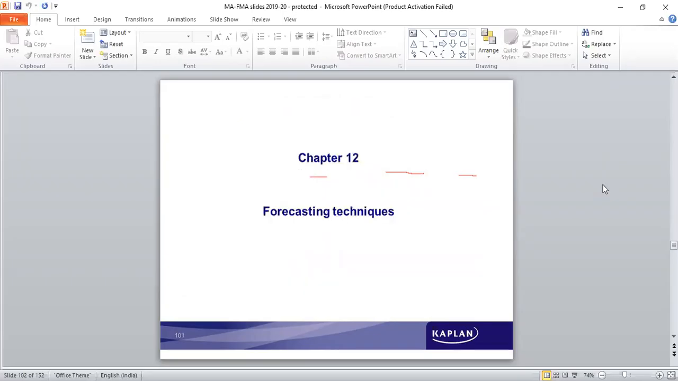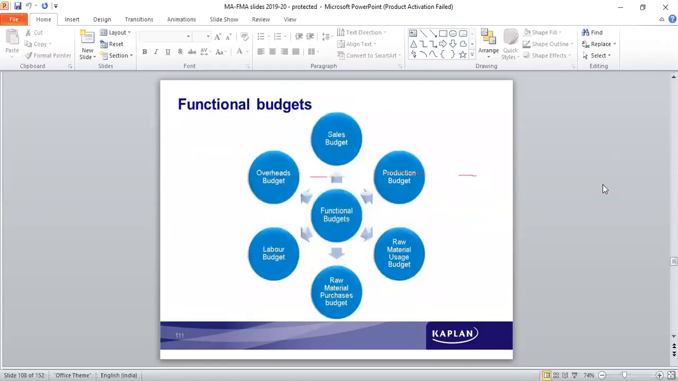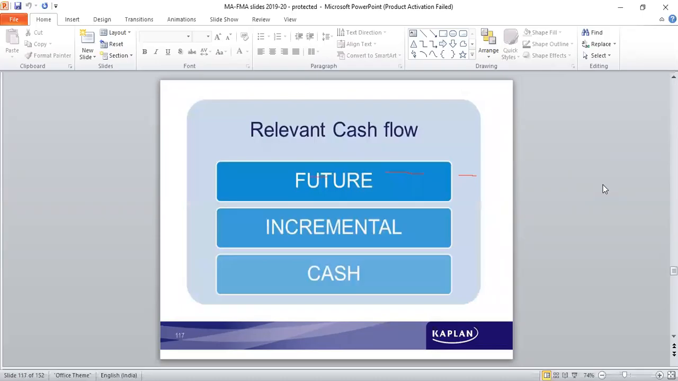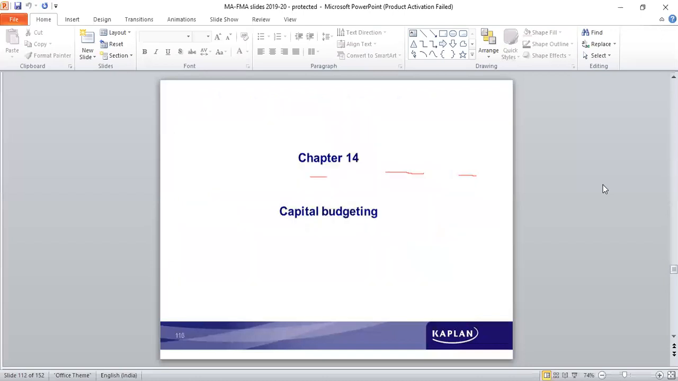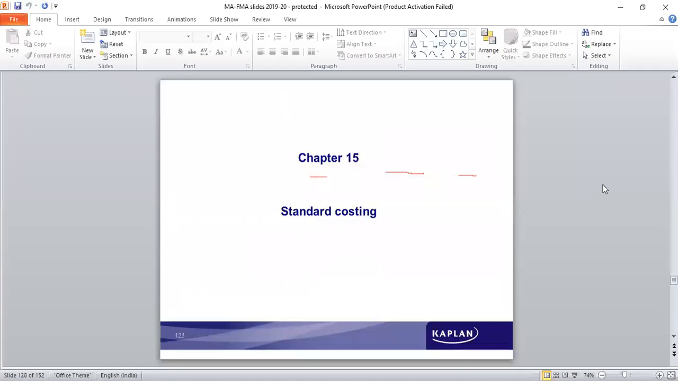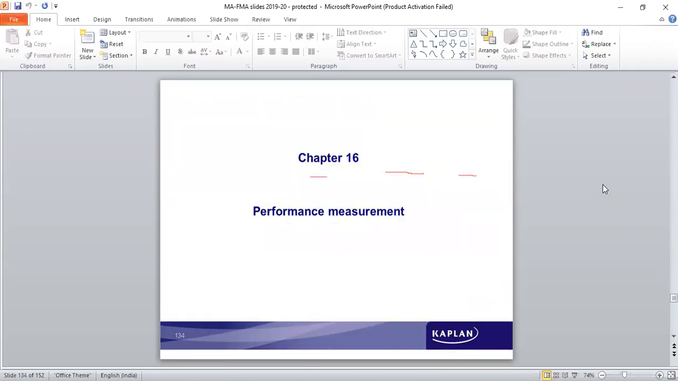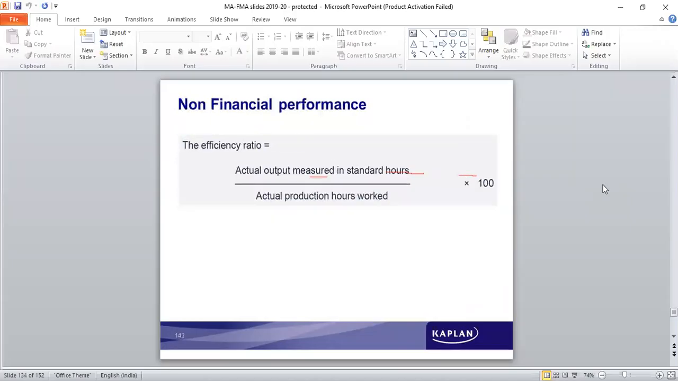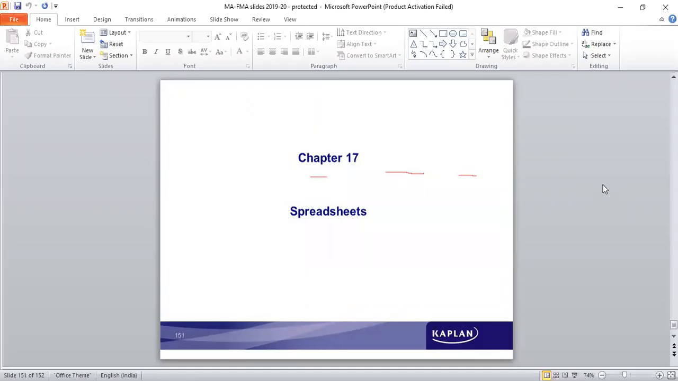Then there is the statistical part. We have to learn about forecasting techniques to prepare budgets. Budgets have to be learned. After budgets, variance analysis would also be there. Then the financial aspect of whether or not to invest in a project. Then variance analysis or standard costing. Then performance measurement, where we will learn only the basics, and the other non-financial parameters.